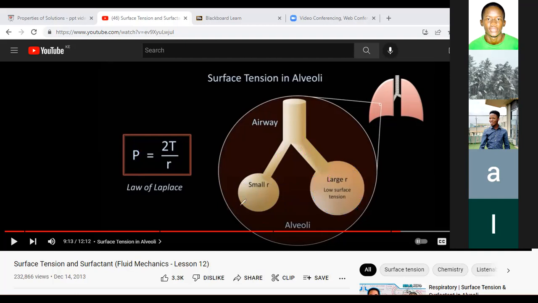So now, at the end of the day, when you inflate these two, these have a lot of surfactant, they give a large inflation. These have very minimal surfactant, a very minimal inflation. So the amount of air coming in, there will be more going to the smaller alveoli, and less going to the larger alveoli. Are we together on that part?